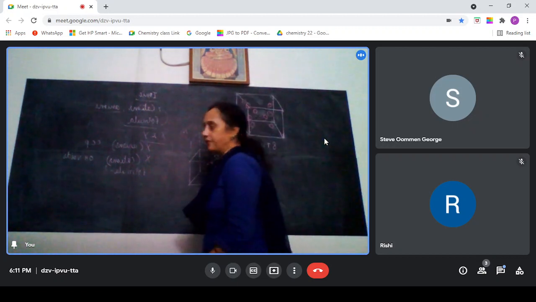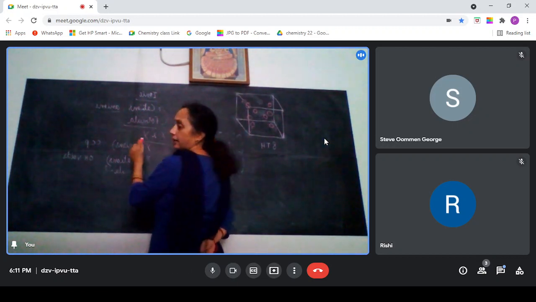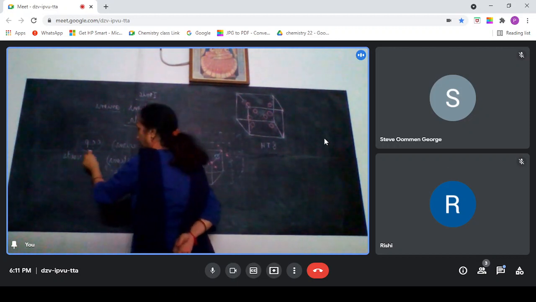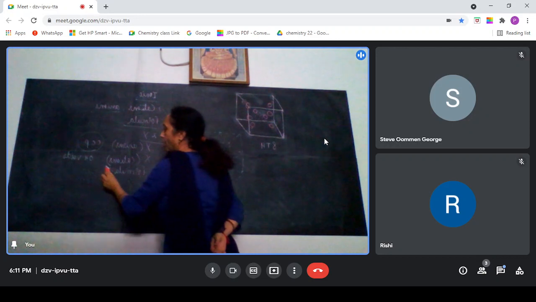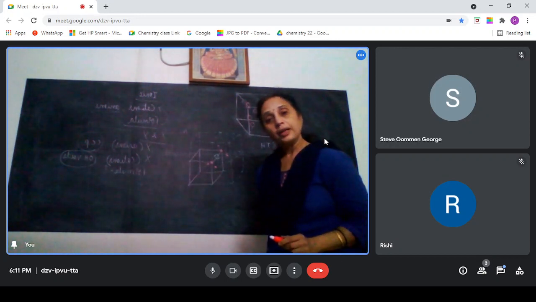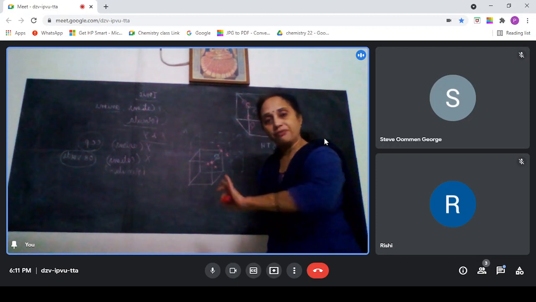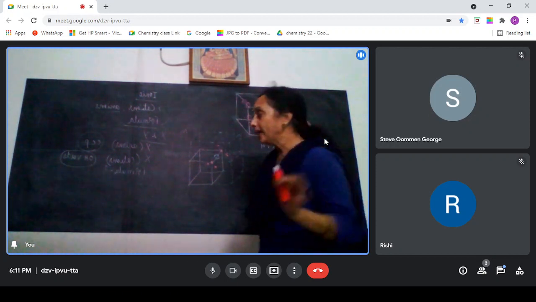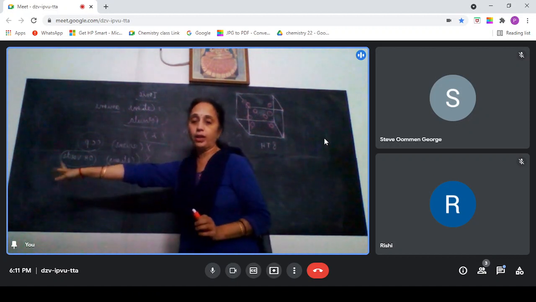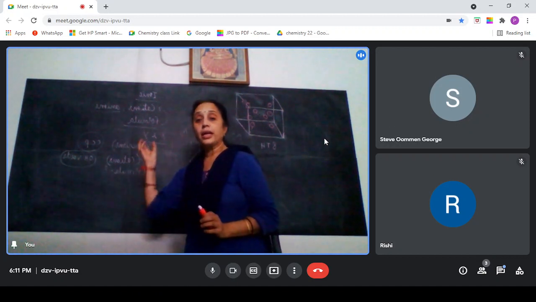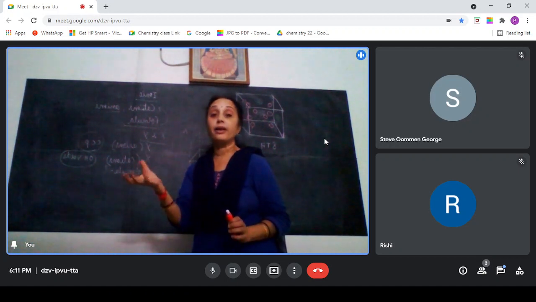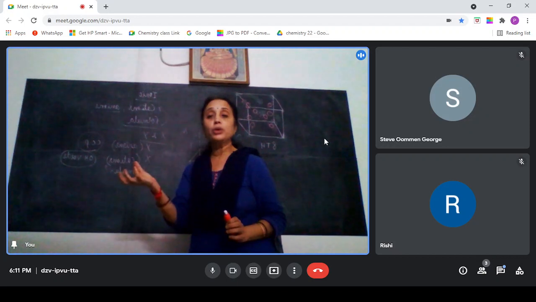So they have given Y ions. Y ions form CCP and X ions occupy octahedral voids. Tetrahedral voids are left completely as they are. They are not occupied. Why? I will explain that later. Why are they not occupying? Because the size of the cation may be bigger than the size of the tetrahedral void. That is why it is not able to occupy that.